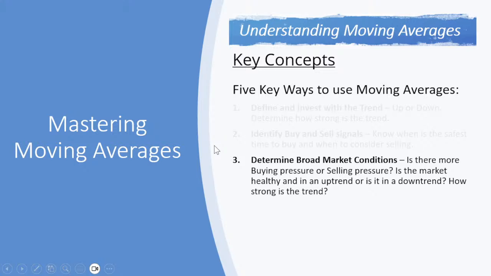Number 3, determine broad market conditions. Is there more buying pressure or selling pressure? So along the same lines as identifying where price is compared to at least its 50-day simple moving average. If price is above its 50-day moving average and the intermediate and long-term trends are up, there is overall more buying pressure. Now, there's pullbacks along the way, of course, but there is overall more buying pressure. If the price of a stock or the price of the market, for example, the S&P or the VVC is below its 50-day simple moving average, there might be rallies along the way, okay? But there is overall more selling pressure.